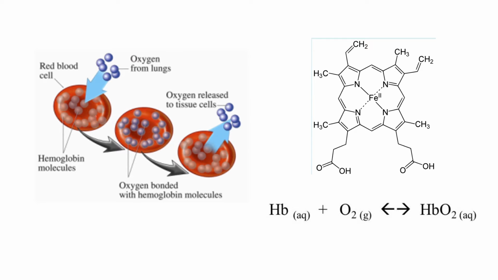When this oxyhemoglobin travels to tissues that are deprived of oxygen, such as muscles, where the partial pressure or the concentration of oxygen is low, then in these areas, the oxygenated hemoglobin will actually release the oxygen and will convert back to hemoglobin.